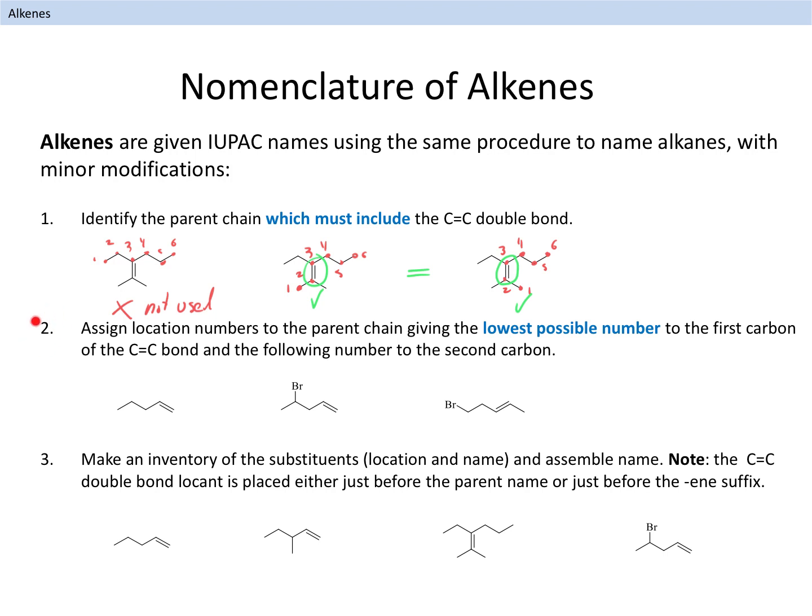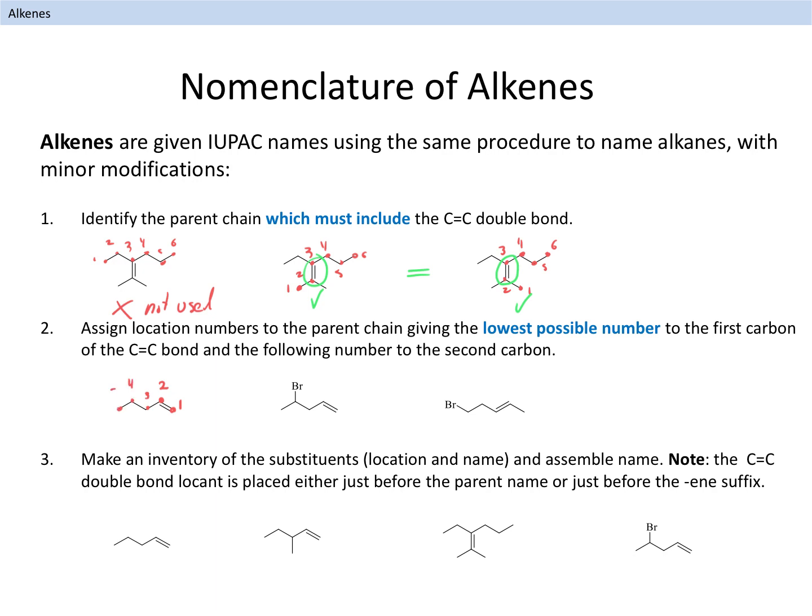When numbering the parent chain of an alkene, the pi bond should receive the lowest number possible, despite the presence of alkyl substituents. Looking at the first numbering example, we assign the location number 1 to the terminal carbon atom, where the double bond starts, and the number 2 to the second carbon atom of the double bond. We then proceed to number the remaining carbon atoms in the chain.